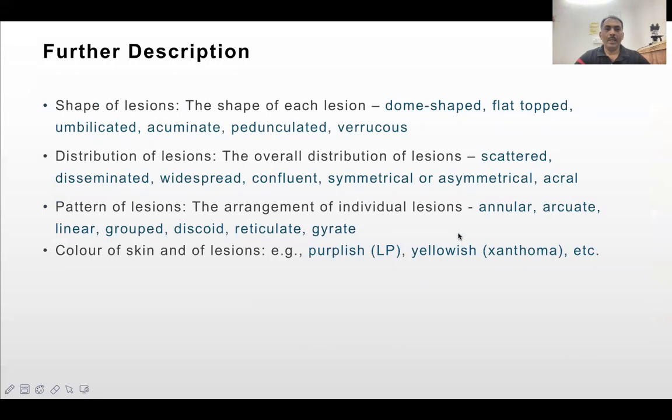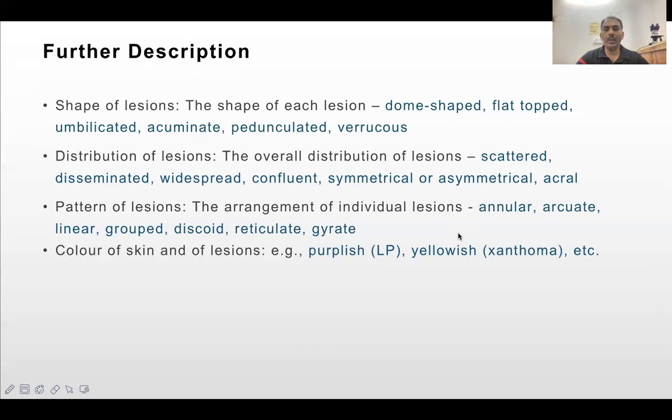The shape of each lesion determines what kind of disease it is. It helps us to differentiate between various diseases. It can be dome-shaped, flat-topped, umbilicated, acuminate, pedunculated, verrucous. How they are distributed, whether they are scattered, disseminated, symmetrical, asymmetrical, acral, confluent. The pattern of the lesions: annular, arcuate, linear, grouped, discoid, reticular, or gyrate. And the color of the skin lesions, which are purplish, which is very specific to lichen planus, or yellowish, xanthoma, etc.